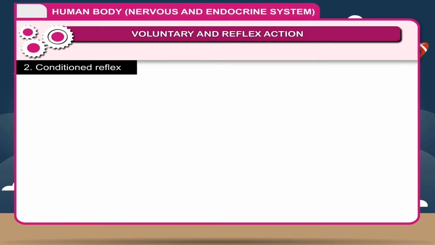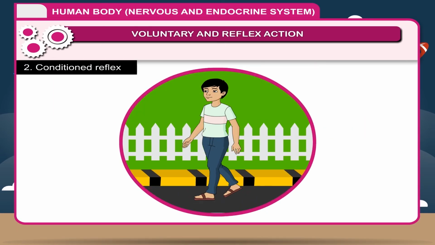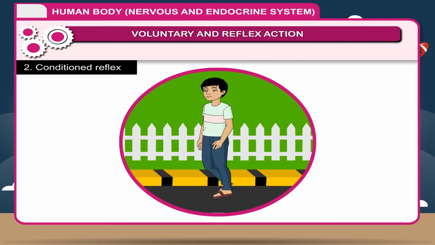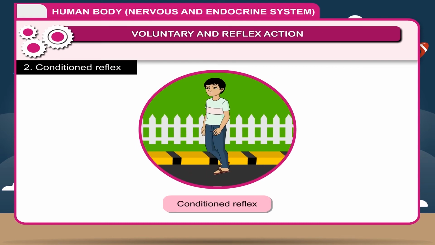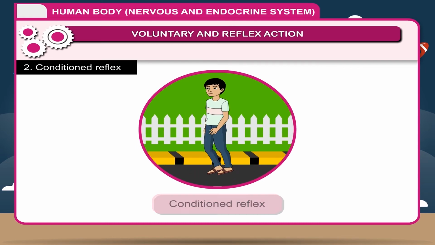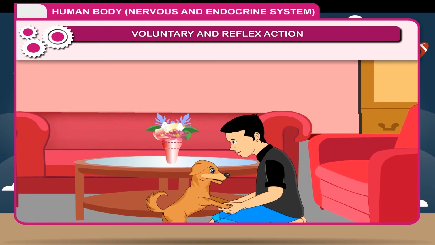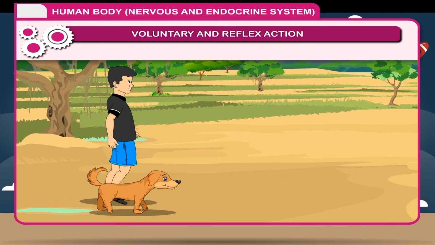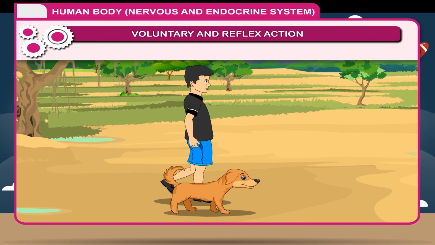2. Conditioned reflex. Certain stimulus, to which living organisms have to learn how to respond by experience, are called conditioned reflex. For example, when you call your pet by name, it comes and listens to your command. Your pet has learnt this by experience.